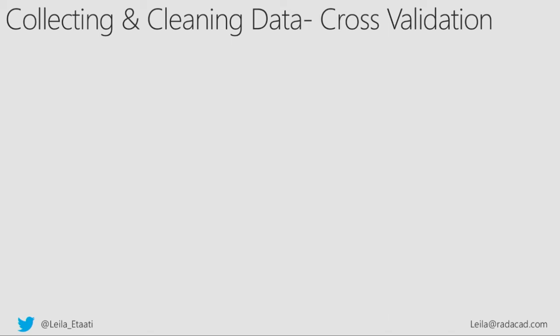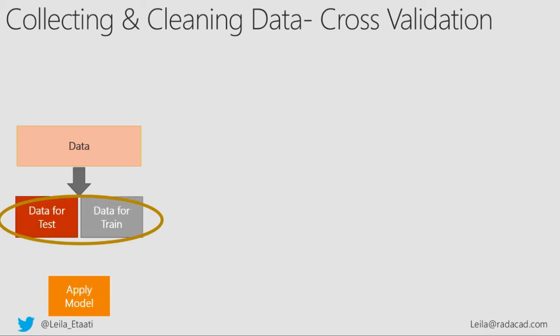Another step for cleaning the data is cross-validation. What is cross-validation? The normal process that we follow for machine learning is that we have data, we divide our data set, some parts for training, some parts for testing, and then we apply the model. So this is a normal way.